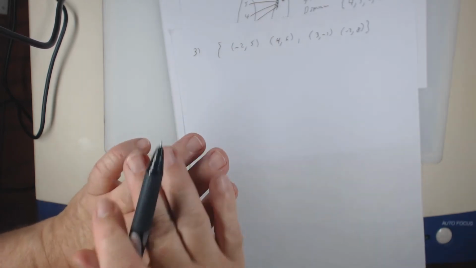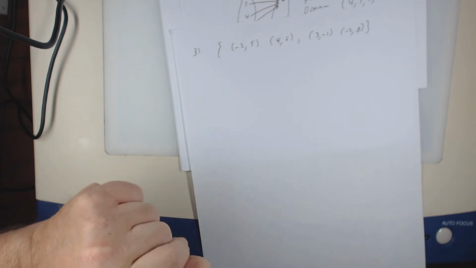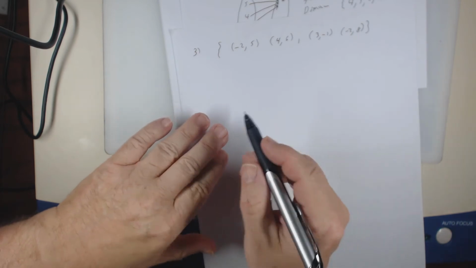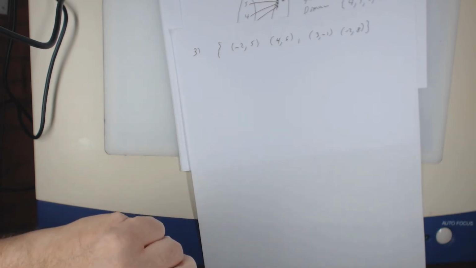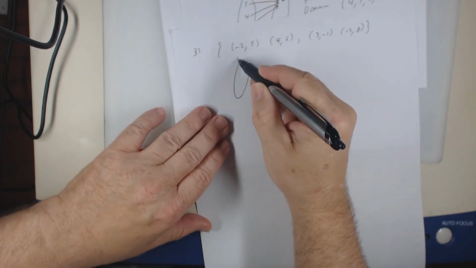All right, now if it's not a function on the worksheet, you got to tell me why. You got to explain if you say it's not a function. Tell me why this would not be a function. Because, right. But you're gonna say a little bit better than that. You're going to say, because when x is negative 2, there are how many y coordinates? Two y coordinates. All right, so if you do the mapping, though, this is your domain.